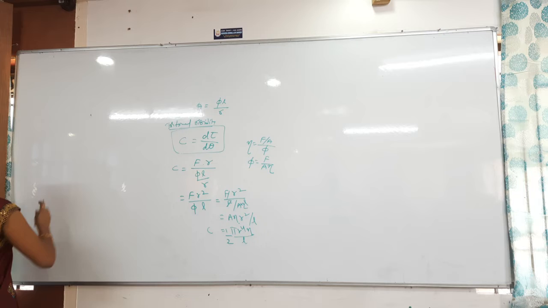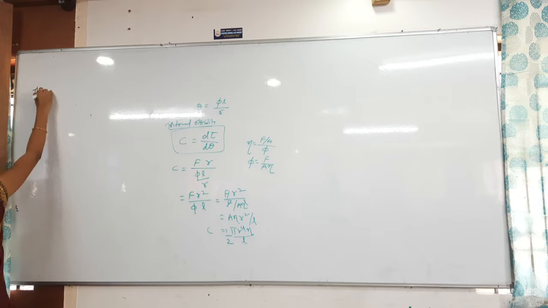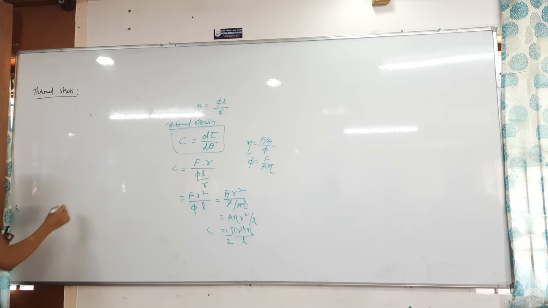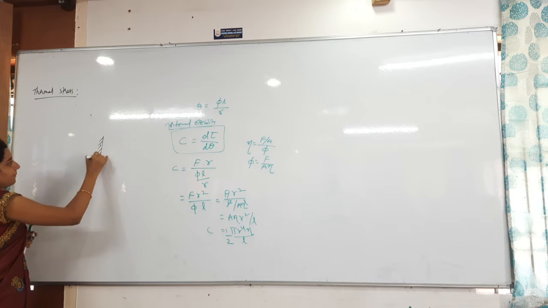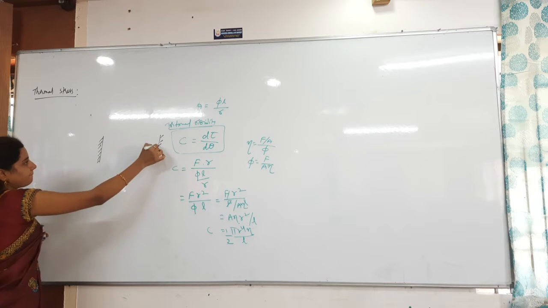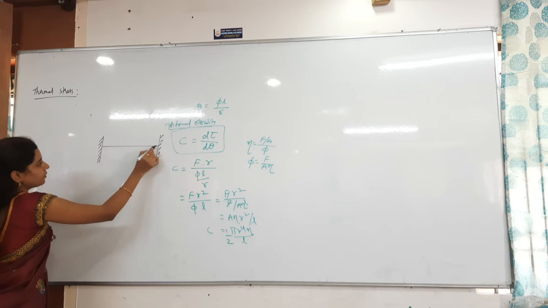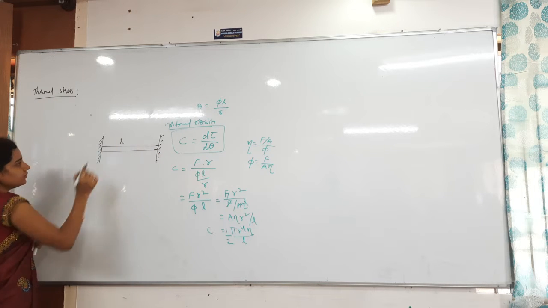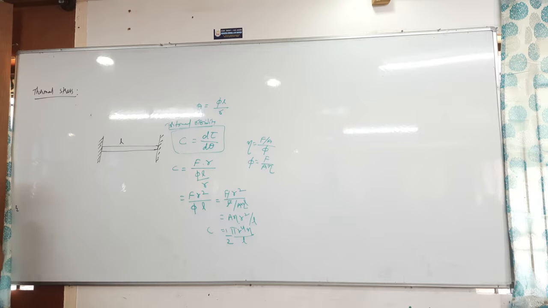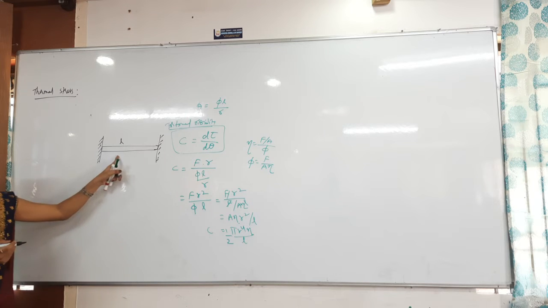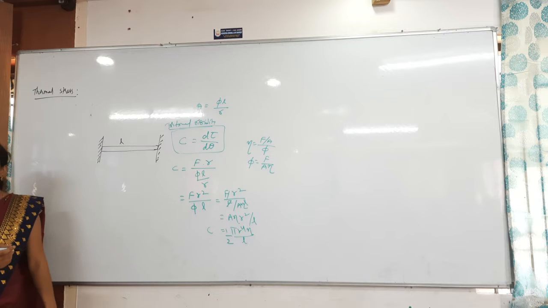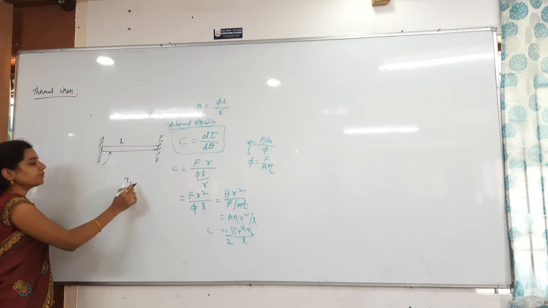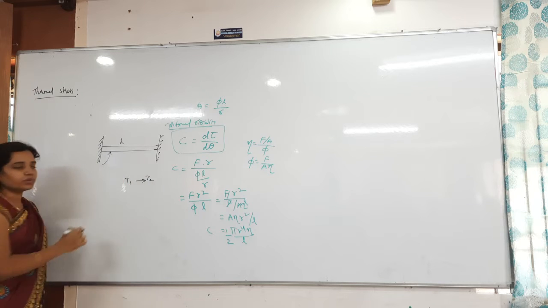One is thermal stress. Thermal stress. See here, I have taken a rod of length L in between two rigid supports. So what I am doing? Nothing but raising the temperature of this one. Whenever I raise the temperature, let me take initially T1 temperature is there. Now I am raising to T2 temperature.